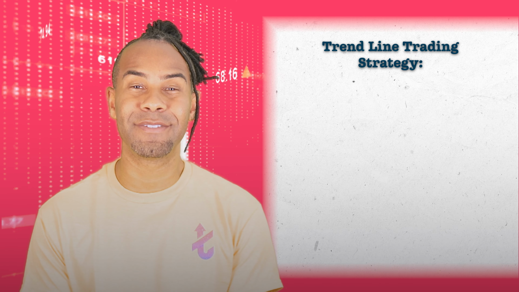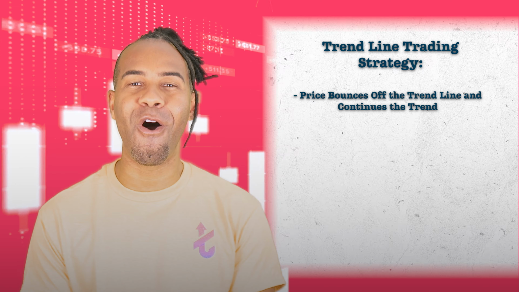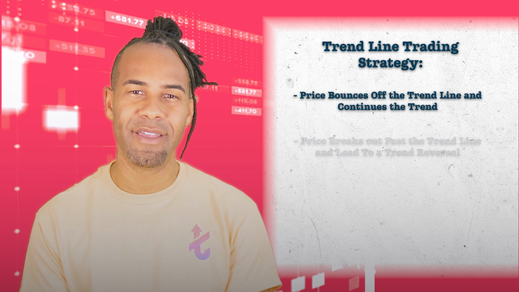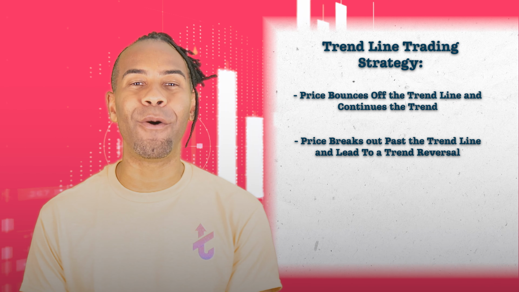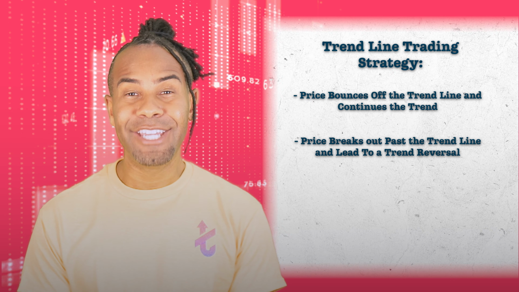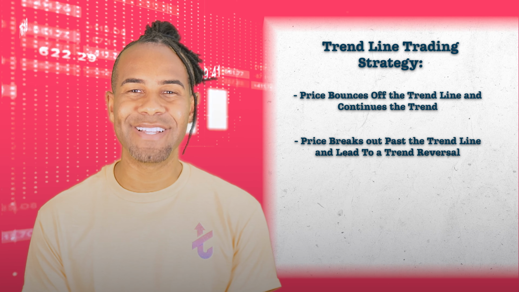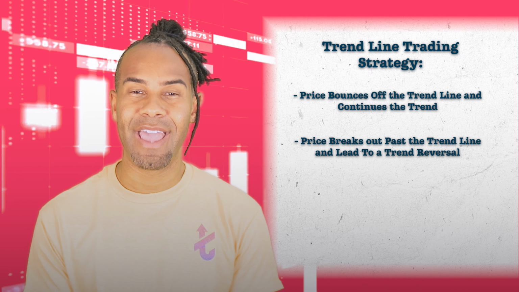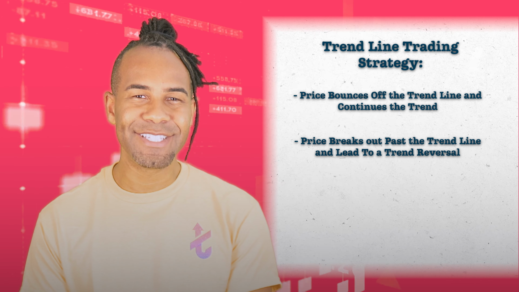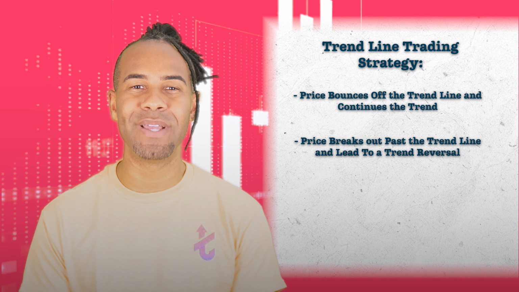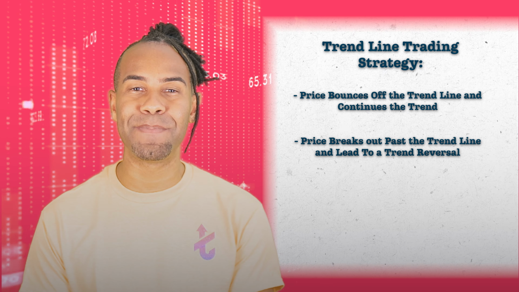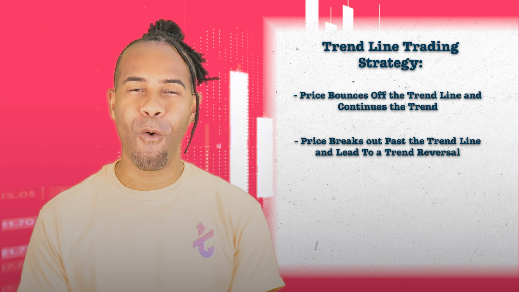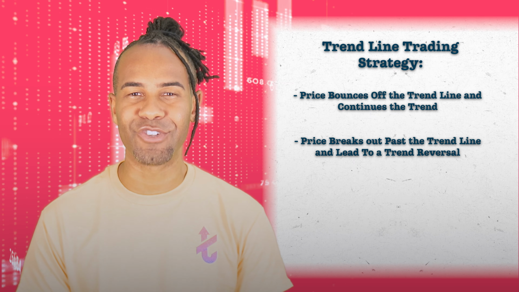Trendline trading works both ways. Price could bounce off the trend line and continue the trend, or price could break out past the trend line and lead to a trend reversal. We want to take advantage of both patterns, and the rules are simple. Wait until your trend line has at least 3 touch points and then enter when price bounces off the trend line or breaks out past the trend line.